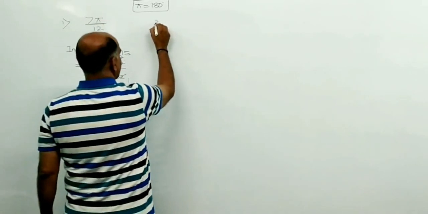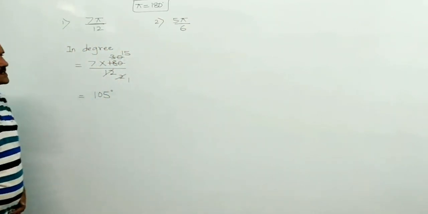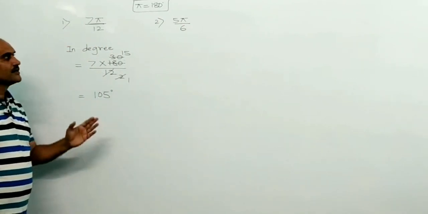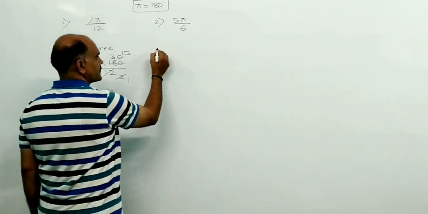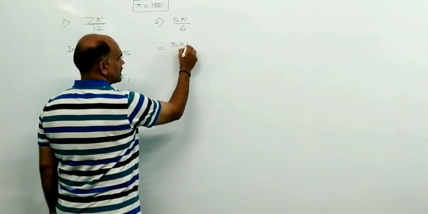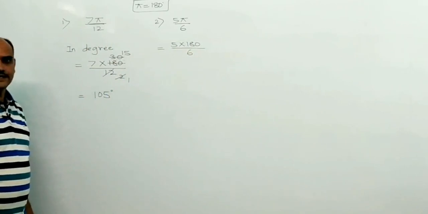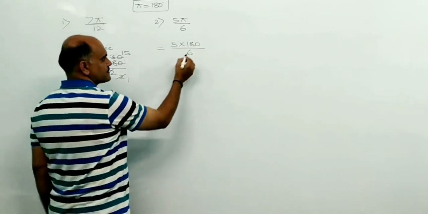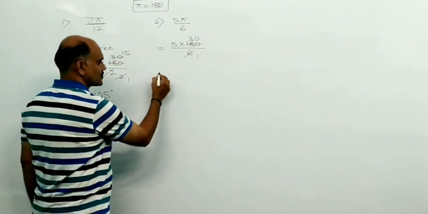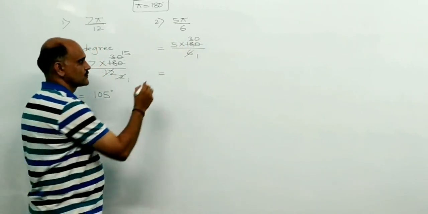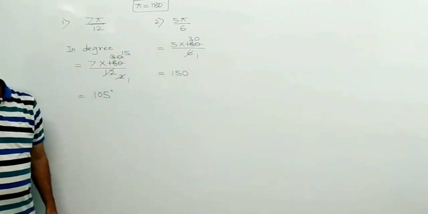So second, if I take 5 pi by 6, you can try. Wherever pi is there, you substitute 180. So this is equal to 5 into 180 divided by 6. Now simplify. 6 3s are 18, 0. So 30 into 5, 5 3s are 15, 0. So we will have 150 degree.